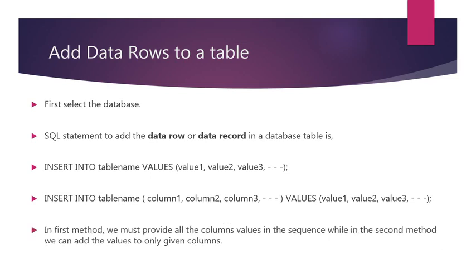In the first method, we must provide all the column values in sequence, while in the second method, you can add values to only selected columns. The second method is more convenient. Let's learn how to insert data rows in a table with some practical examples.